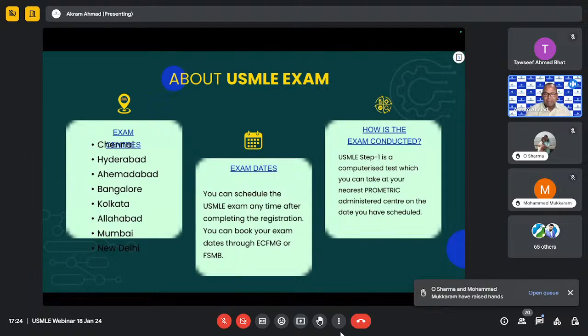As for the exam date, there is no fixed exam date for USMLE. You can schedule the exam at any time after completing registration. You can book your exam date through ECFMG or FSMB. Step 1 is a computerized test which can be taken at the nearest Prometric center. You need to go there to attend this exam. These centers are available in these locations, so you can book and write the exam.